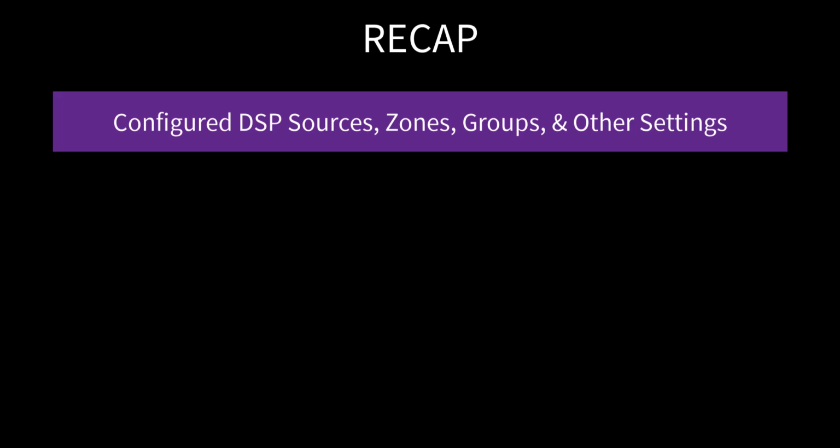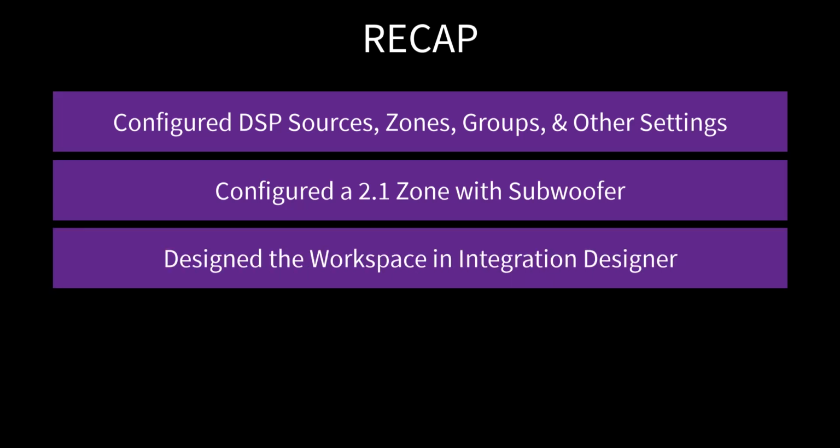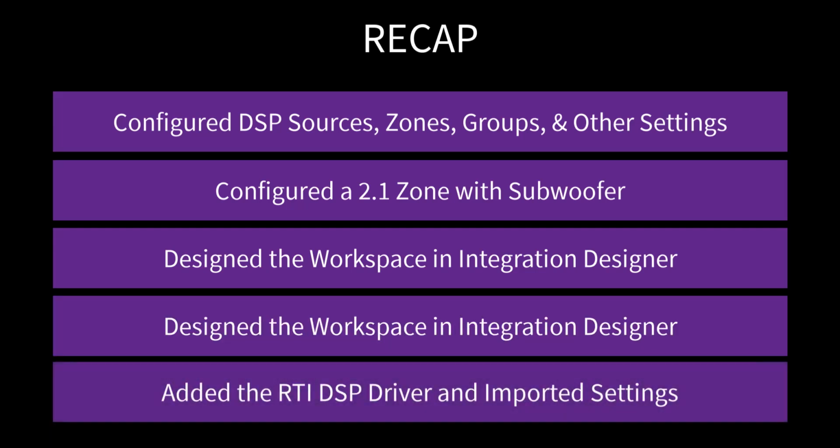We configured the sources, zones, groups, and EQ settings within the RTI DSP web interface. We also learned how to configure a 2.1 system. We added our main processor, rooms, and controllers to the workspace. We added the RTI DSP matrix driver, then learned how to import the settings from the device to the driver. Once the driver was updated, we added the individual zones to the corresponding rooms in the workspace.